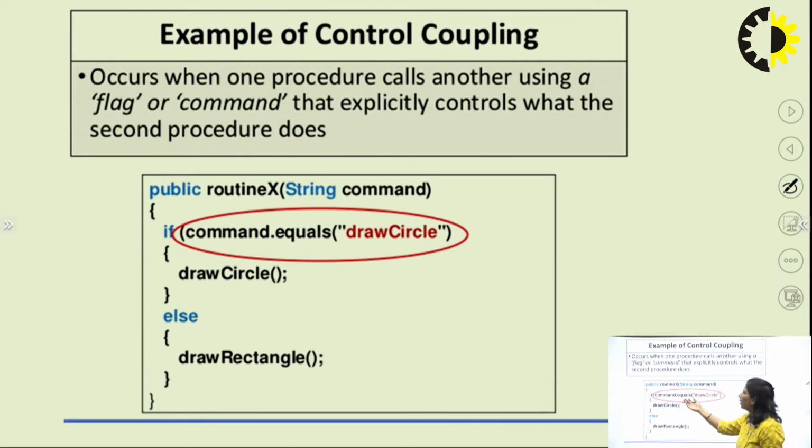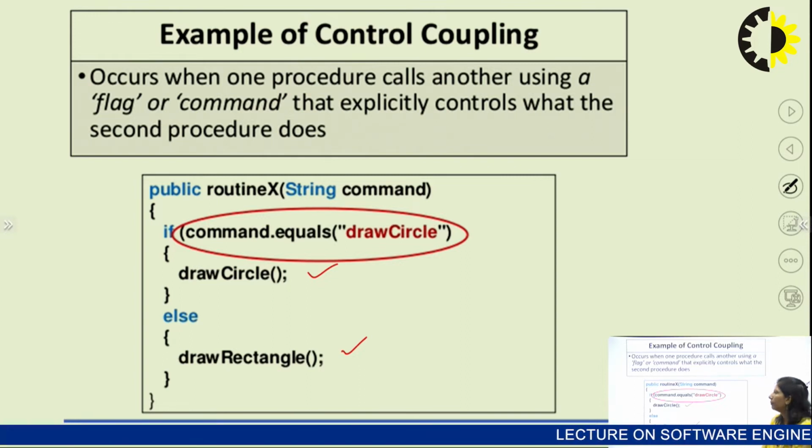Like here, if command equals draw circle, that means command equals function, if I am passing draw circle, then it will invoke this function. Otherwise, it will invoke draw rectangle. It was like this only. So this kind of modules is there. Suppose I am passing any information from one module for invoking another module. That kind of situation will arise, and it is known as control coupling.